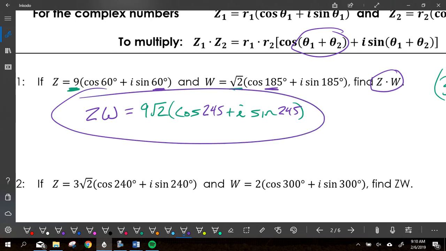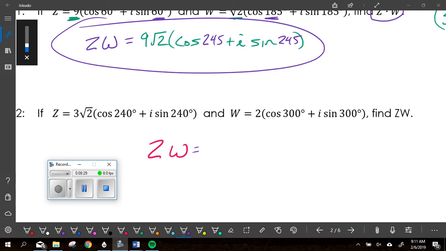We could convert this back. If we wanted to, we could put this back into rectangular form. That's not what it's asking. We're just multiplying the numbers together. If your angle that you get is not between 0 and 360 degrees, change it so that it's between 0 and 360 degrees. You can do that pretty easily. Try the next one.